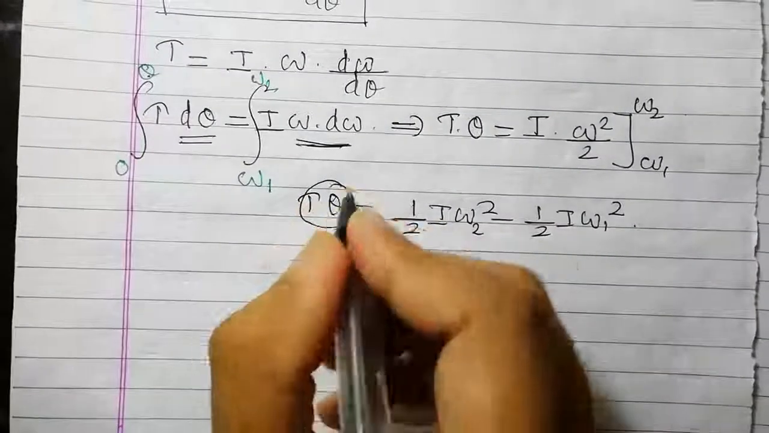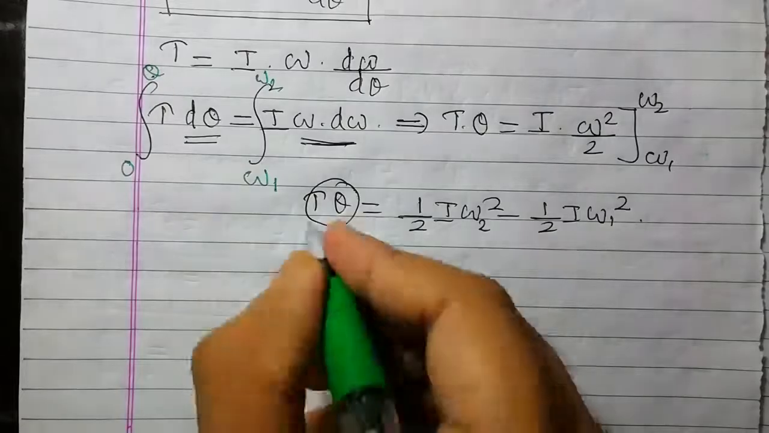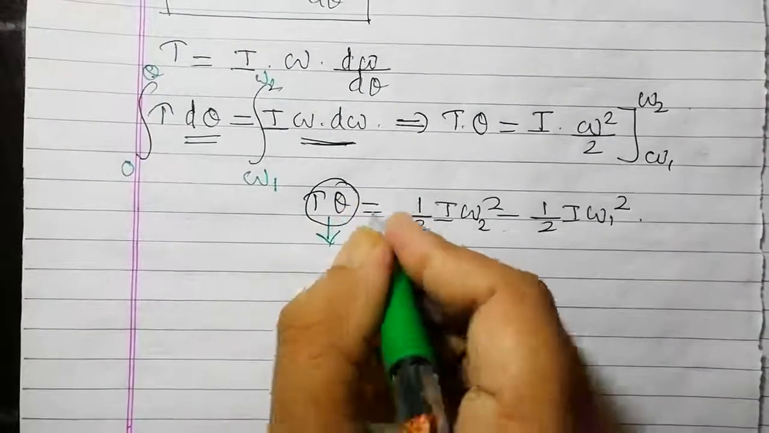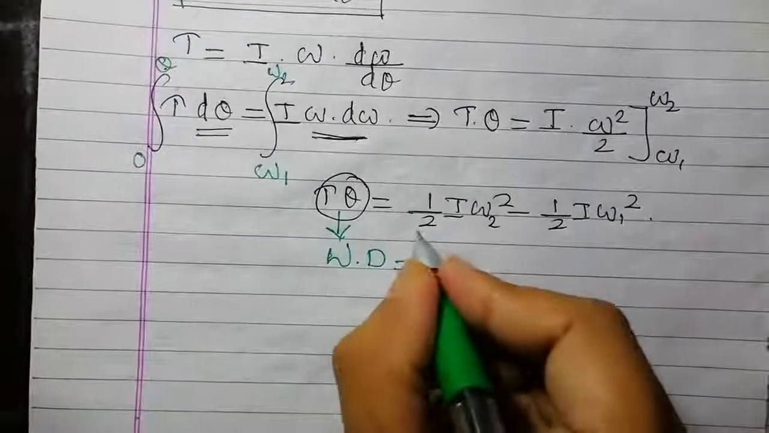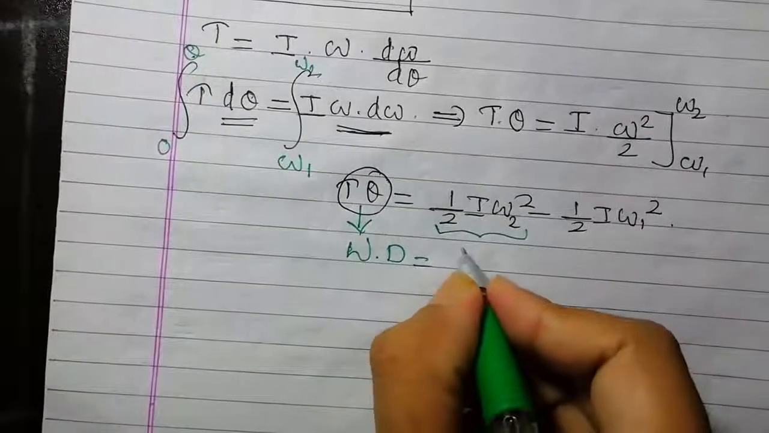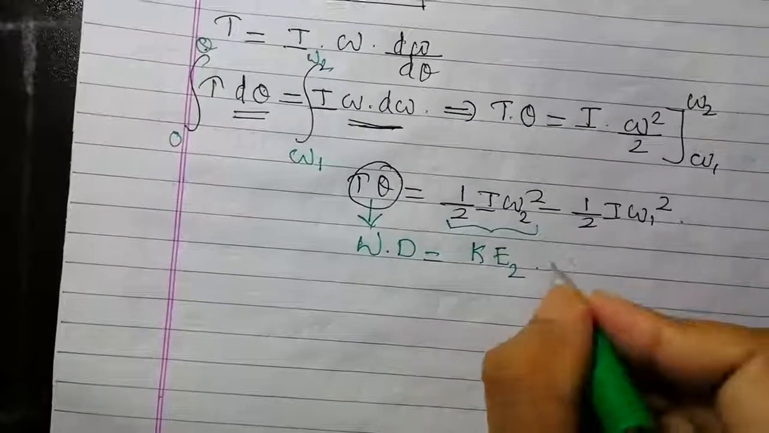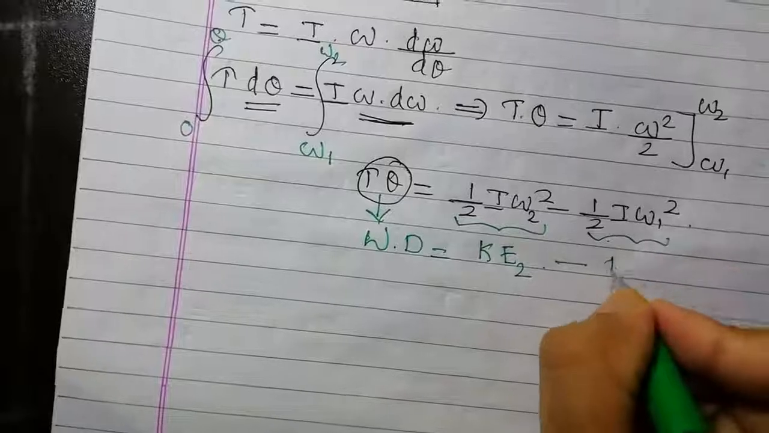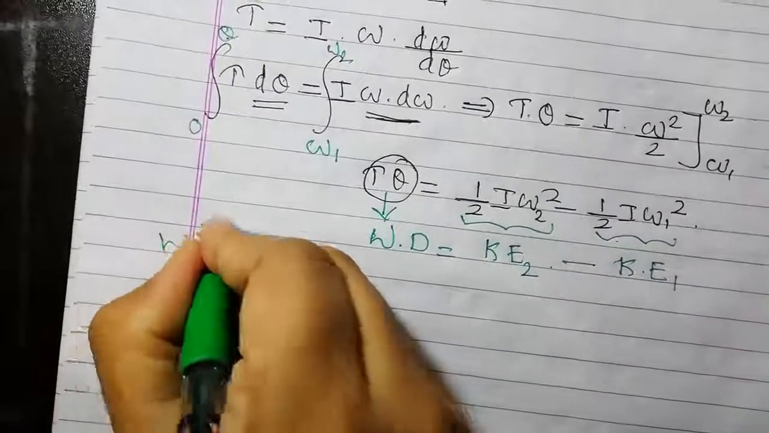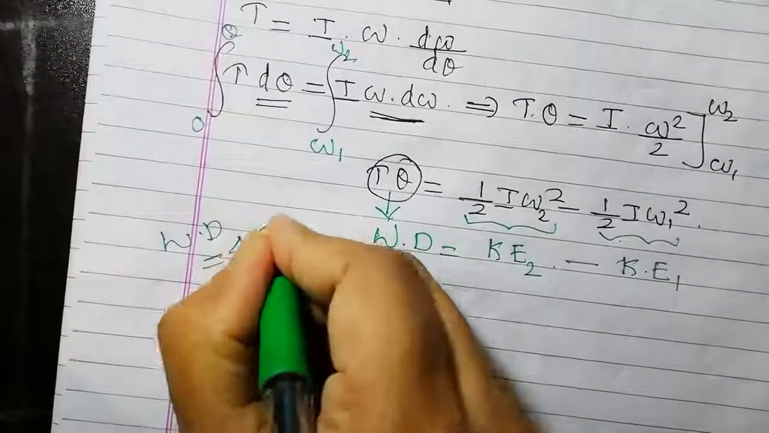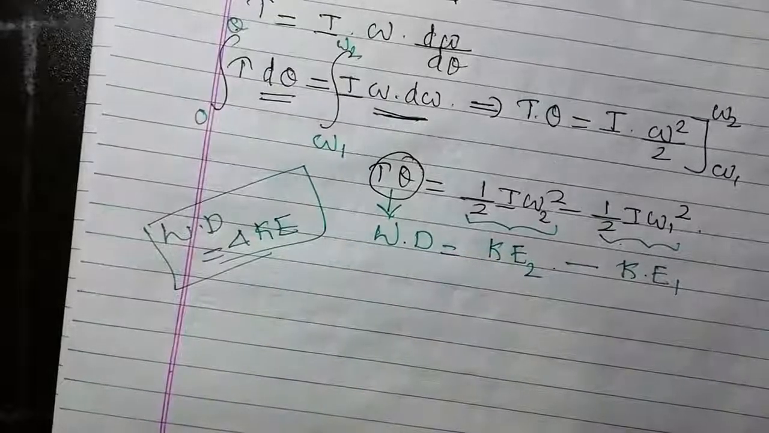Now what is T theta? It is force into displacement, or in rotational motion, torque into angular displacement. It is work done. Work done is equal to this term, the final kinetic energy or kinetic energy at position 2, minus this term, the initial kinetic energy or kinetic energy at position 1. Or simply, work done is equal to change in kinetic energy. That is known as the work energy principle.